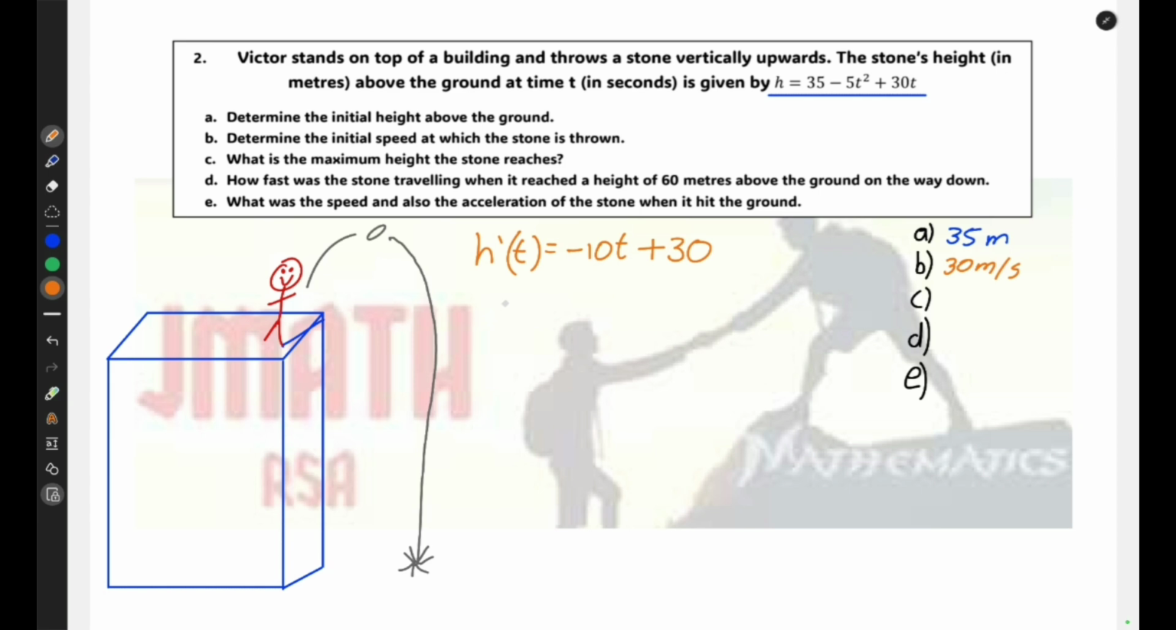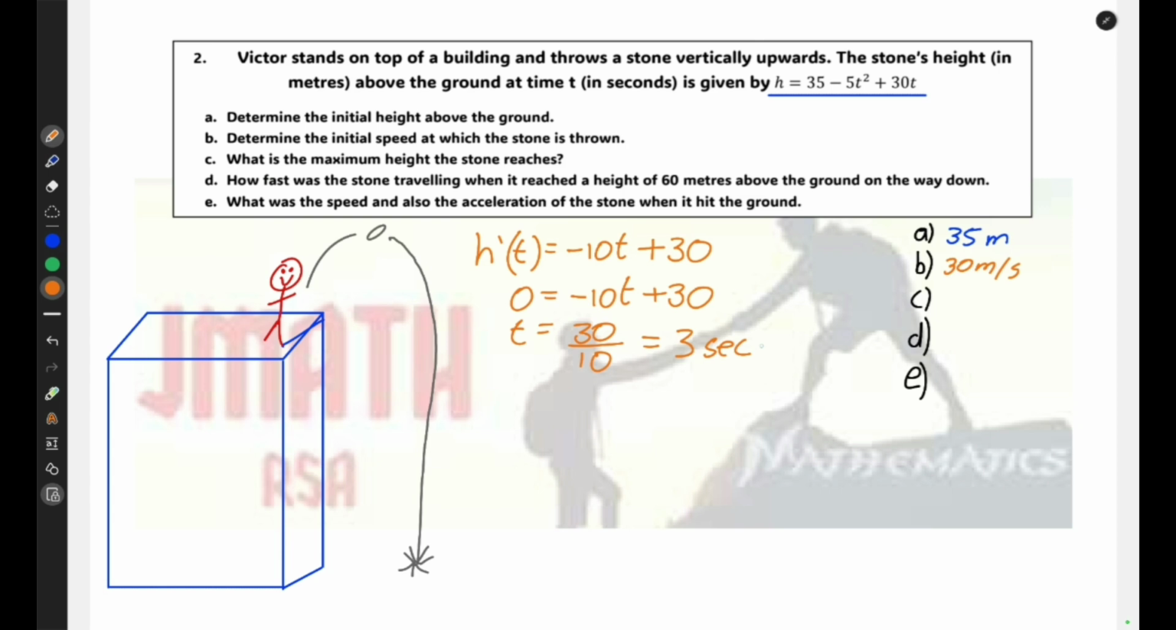Question C, what is the maximum height the stone reaches? Maximum in all of these sums means the derivative is going to be equal to 0. So I can just take the derivative, make it a 0, and then solve for time in this case. If I take the 10t over, it would be 30 divided by 10. So therefore, after 3 seconds, it reaches the maximum height.